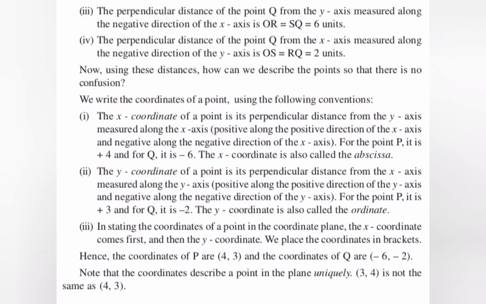Note that the coordinates describe a point in the plane uniquely. (3, 4) is not the same as (4, 3). For plotting a point uniquely in the plane, we use coordinates to denote that point, and in those coordinates the first value is the x coordinate and the second value is the y coordinate. So the point (3, 4) is not the same as (4, 3). Both are two different points. For the point (3, 4), the x coordinate is 3 and the y coordinate is 4. But for the point (4, 3), the x coordinate is 4 and the y coordinate is 3. So both are different.